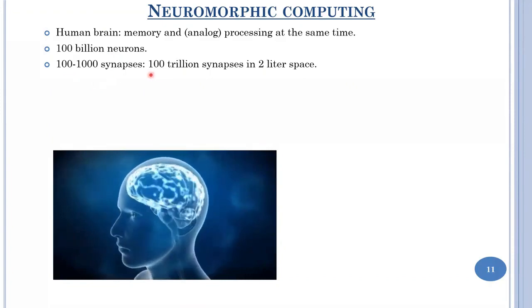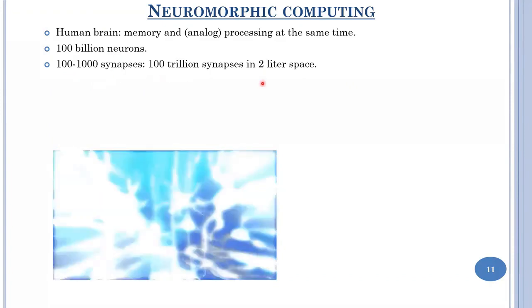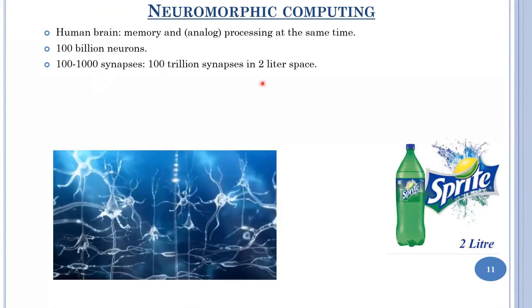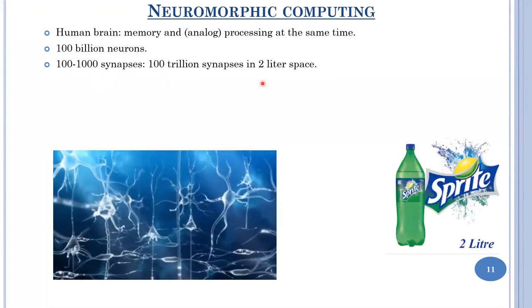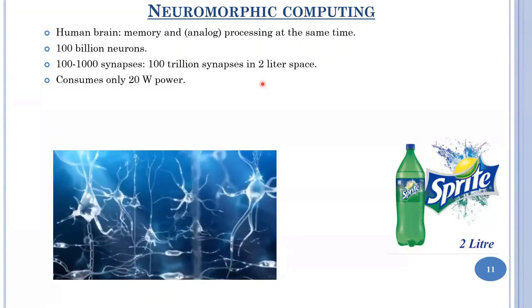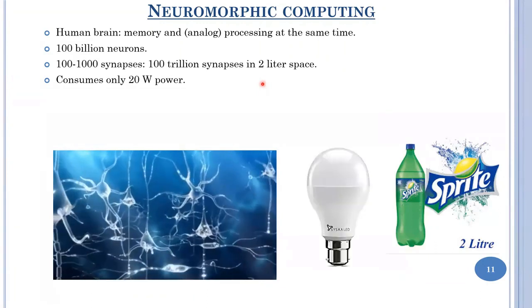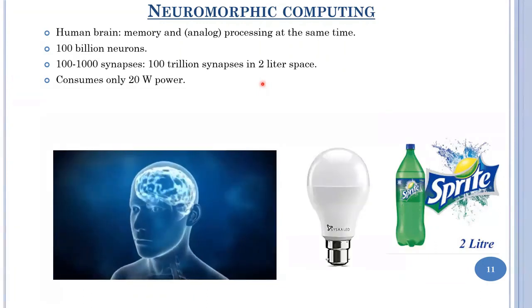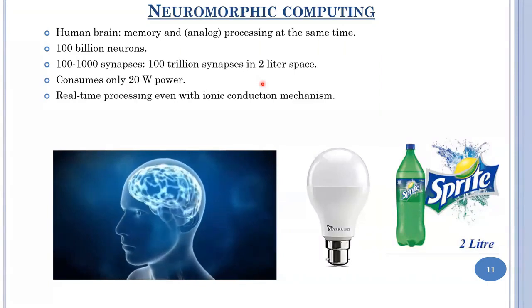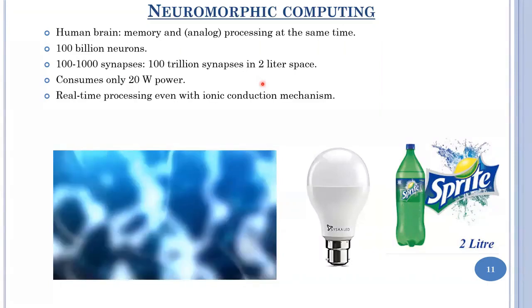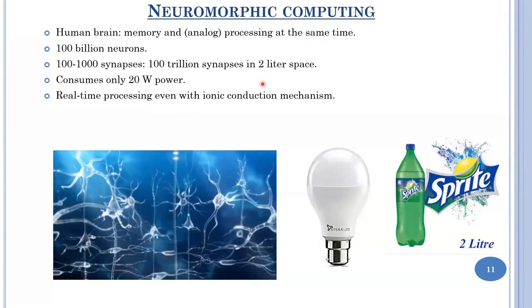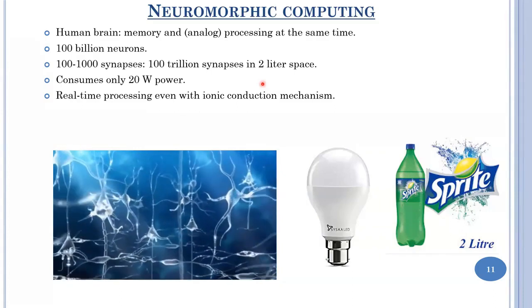So there are like 100 trillion synapses in 2 liters of space, which is kind of amazing. And the best part is it consumes only 20 watts of power, which is even less than this LED, for performing a day's work. Can you imagine that? Another part of this human brain, which is really amazing, is it does real-time processing even with ionic conduction mechanism.